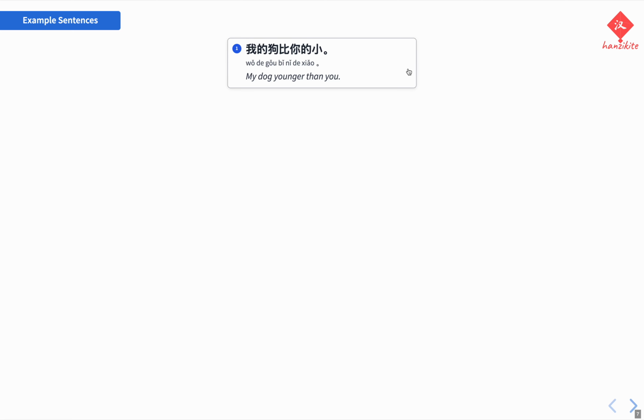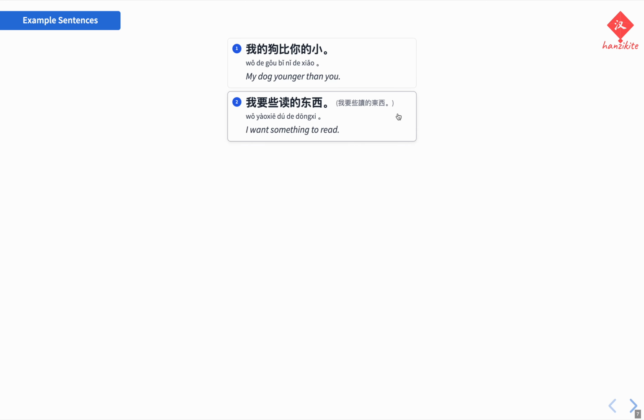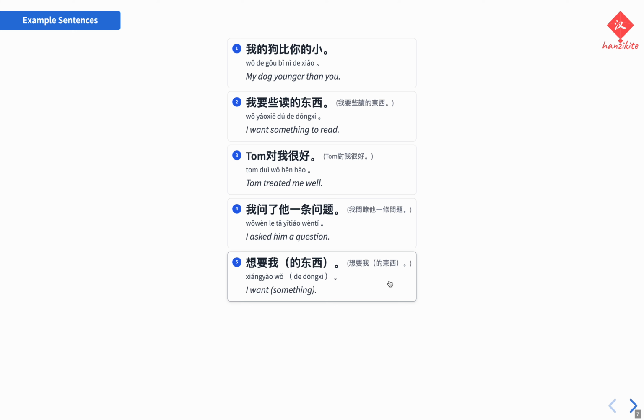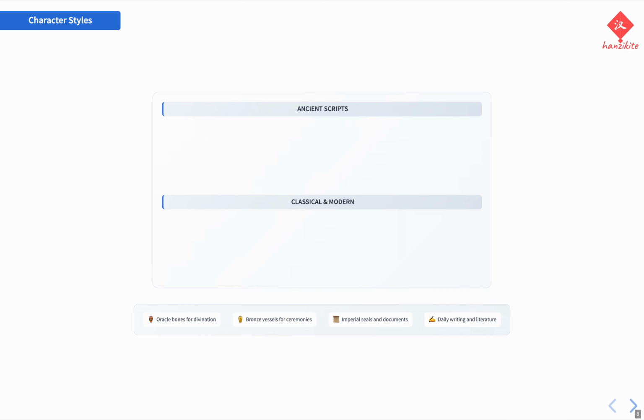我的狗比你的小。我要些读的东西。Tom 对我很好。我问了他一条问题。想要我的东西。Let's look at 我 in different historical and artistic styles, from ancient scripts to modern handwriting.